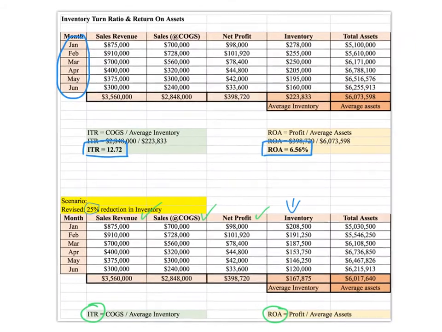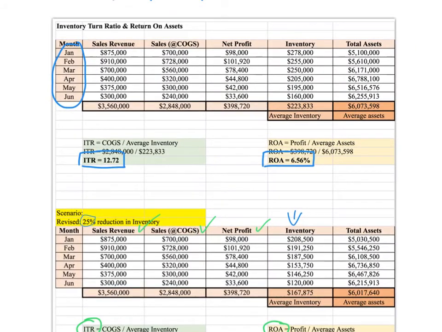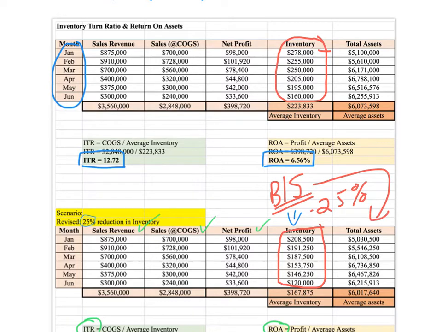Let's look at the two scenarios. I've done a little quick math to save us some time. Let's start at the top with inventory. In the month of January, we started out with $278,000 in inventory. We've revised that so that now our inventory amounts are minus 25%. We know that inventory lives on the balance sheet, in particular in the area of our assets. It's a component of our assets.